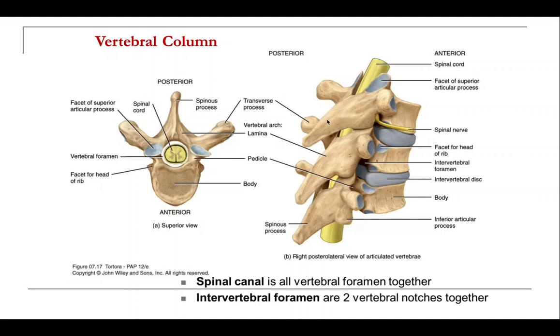So this is the side view. Where you have the pedicle here actually makes a little bit of an arch. This is where the spinal nerves come out. So the intervertebral foramina is 2 of these notches together that allow the spinal nerves to exit. The spinal canal is created by all the vertebral foramen together.